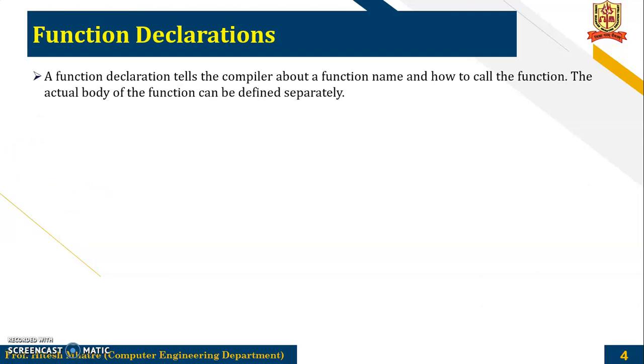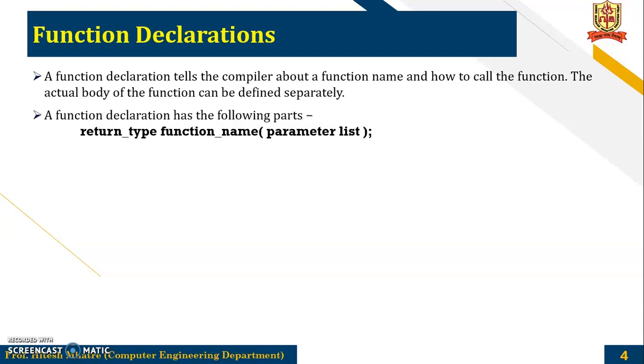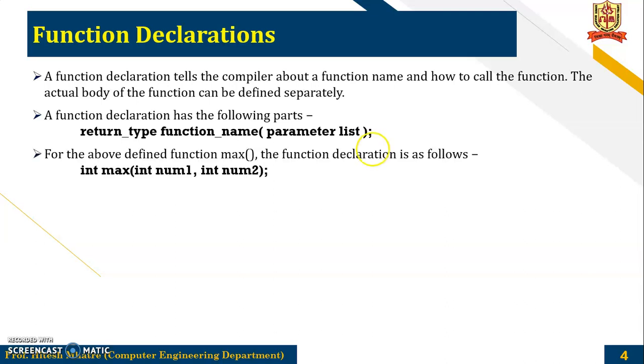Now, function declaration. A function declaration tells the compiler about a function name and how to call the function. The actual body of a function can be defined separately. A function declaration has the following parts: the return type, function name, and parameter list, followed by a semicolon. This is how you declare a function in your main program. Declaration is important so that your compiler will be able to understand that this is a function that will be called in this particular program. Now considering the above function, that is max, we say int max(num1, num2); with a semicolon.